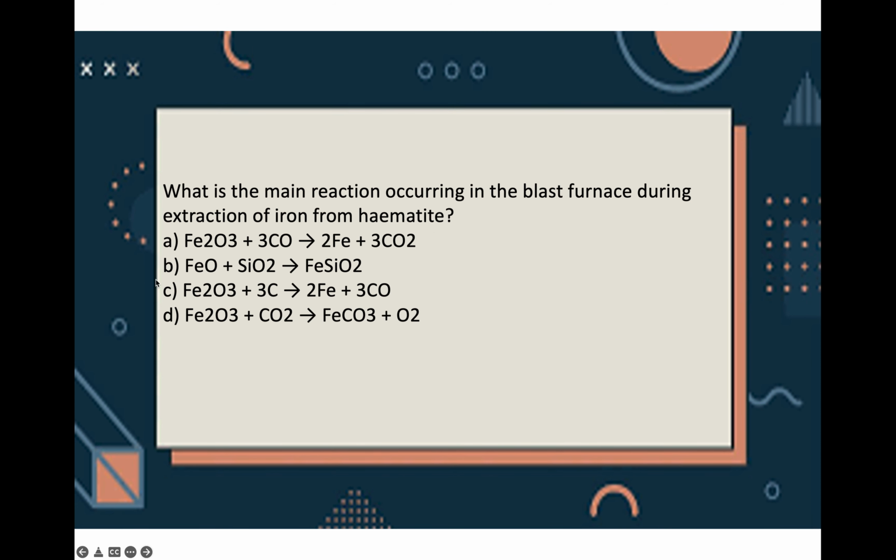Okay, now what is our next question? What is the main reaction occurring in the blast furnace during extraction of iron from hematite? We have 4 reactions given here. Fe2O3 + 3CO gives 2Fe + 3CO2, FeO + SiO2 gives FeSiO3, Fe2O3 + 3C gives 2Fe + 3CO, Fe2O3 + CO2 gives FeCO3 + oxygen. A is the correct choice, Fe2O3 + 3CO gives 2Fe + 3CO2.